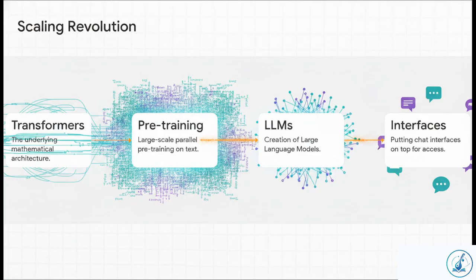This attention mechanism meant data could suddenly be processed in parallel, which created a massive snowball effect. First, you have the underlying mathematical transformer architecture. Because data could now be processed in parallel, researchers could do large-scale pre-training on huge collections of text. That created large language models. And finally, we put chat interfaces on top of them, sparking the global accessibility revolution we're all seeing today.